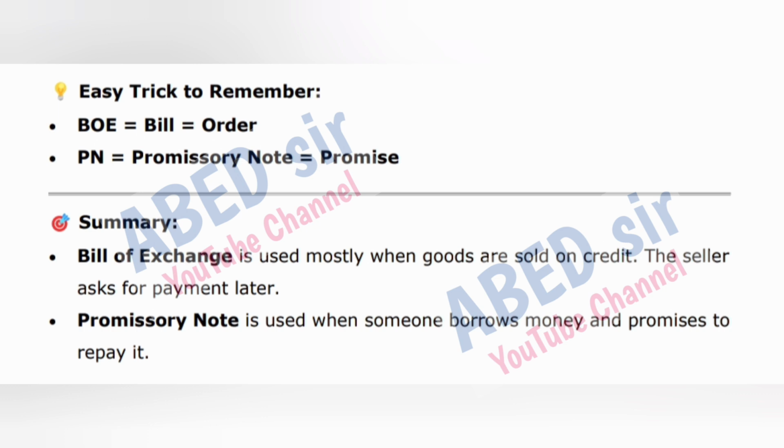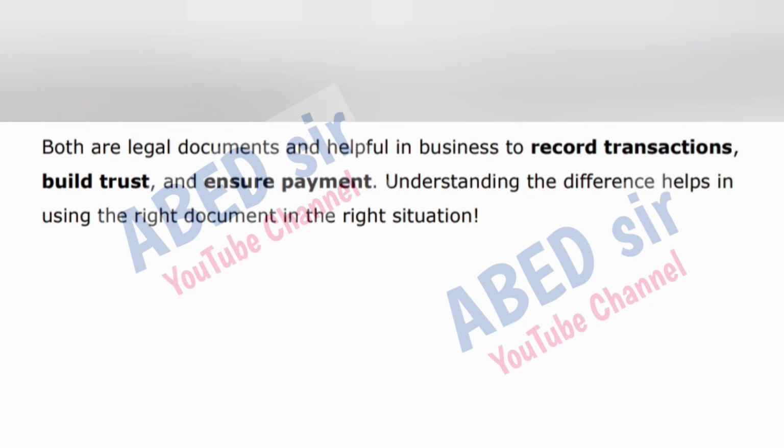Easy trick to remember: BOE equals bill equals order. PN equals promissory note equals promise. Summary. Bill of exchange is used mostly when goods are sold on credit. The seller asks for payment later. Promissory note is used when someone borrows money and promises to repay it. Both are legal documents and helpful in business to record transactions, build trust, and ensure payment. Understanding the difference helps in using the right document in the right situation.